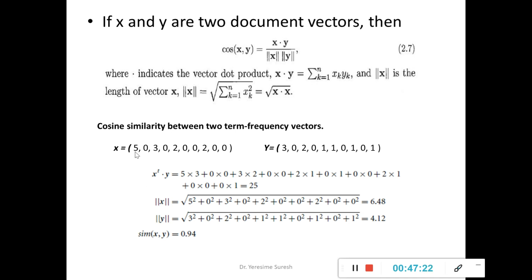What is the frequency of the first word in document x? It is 5. What is the frequency of the first word in document y? 3. So multiply 5 and 3.